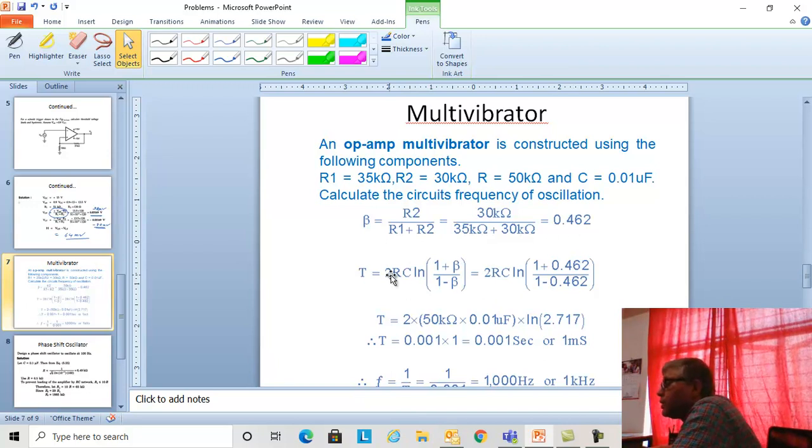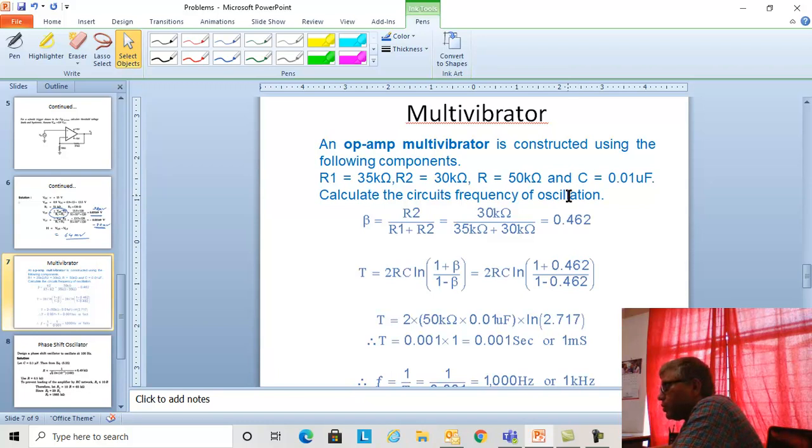Why do we need this? Because we need to find out what is T, the time period, because they are asking you to find out the frequency of oscillation. So if you find out the time period, then F is equal to 1 by T, you can easily find out. So you don't require any other things. Here R1, R2 is given, R is given, and C is given.